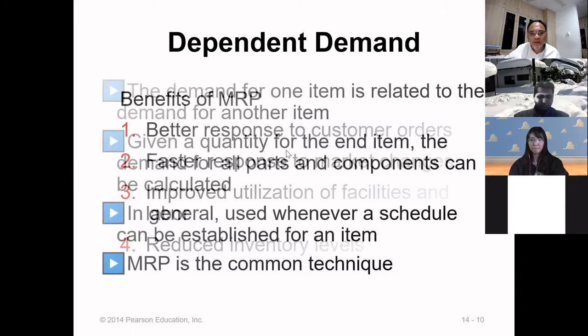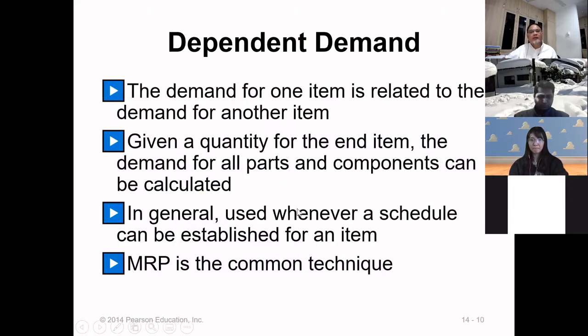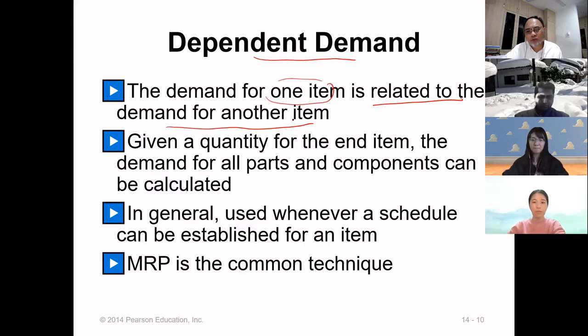Now, let me see. Okay. So other things: when we define dependent demand, it means the demand for one item is related to the demand for another item. I gave the example just now. The demand for tires depends on the demand for the vehicles that you're going to produce. So given a quantity for the end item, the demand for all parts and components can be calculated.